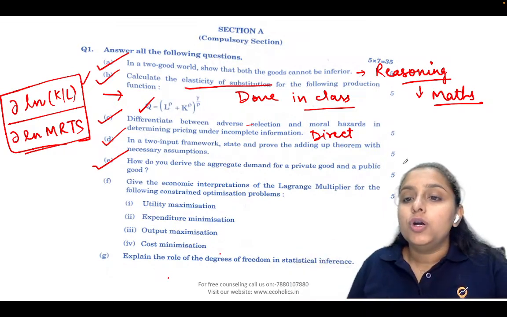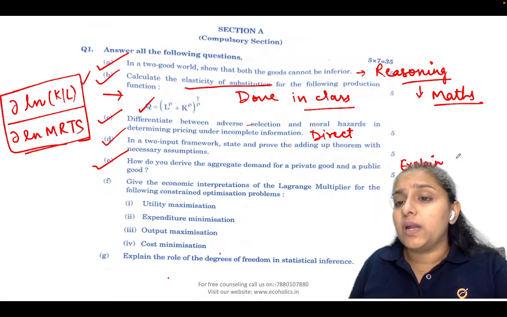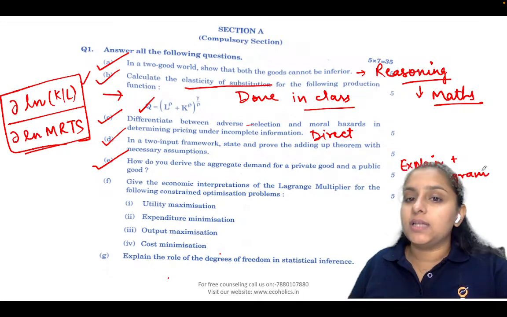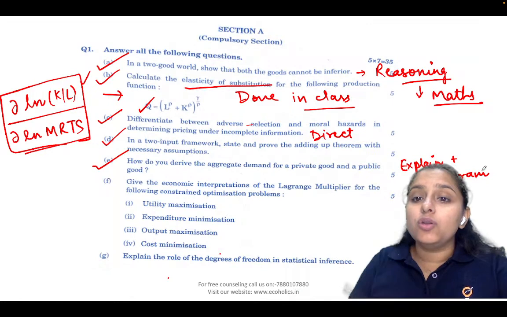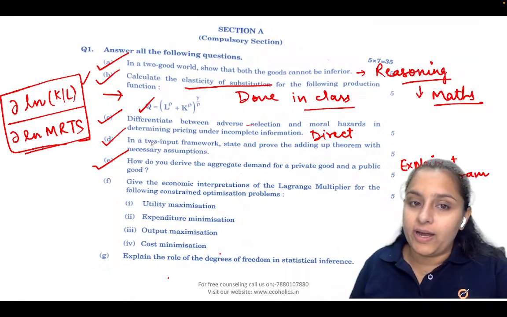We just had to explain this. Along with the explanation, we had to draw the diagram for the derivation. That's how you will go about it, because it's a 5-mark question. There is a word limit, so you cannot go over and above that.